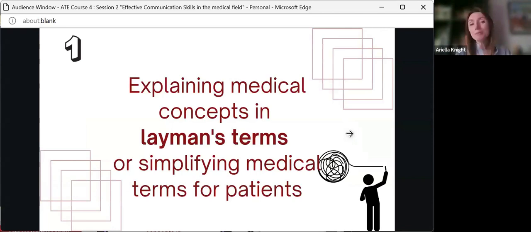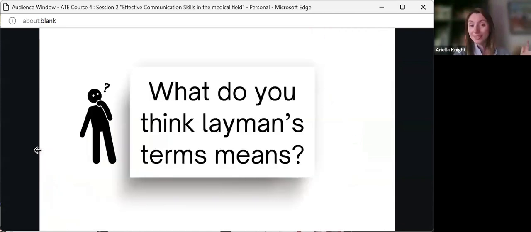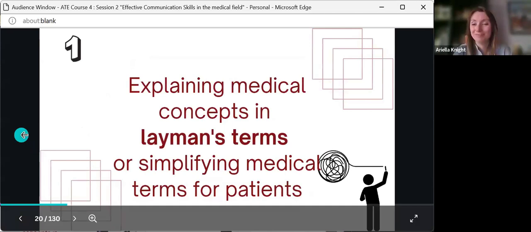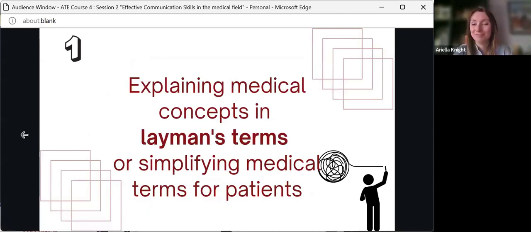Tell me in the chat, what do you think layman's terms means? I'll show you back at the last slide so you can see here that we do define it a little bit. We say simplifying medical terms, okay? But if you had to put it in your own words, what do you guess it means when we say layman's terms? Send me something in the chat, write me an answer. Okay, Manel says to specify technical words in a simple word, okay? Good, thank you, Manel. Anyone else?